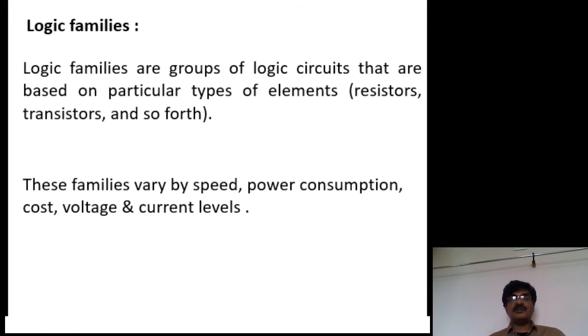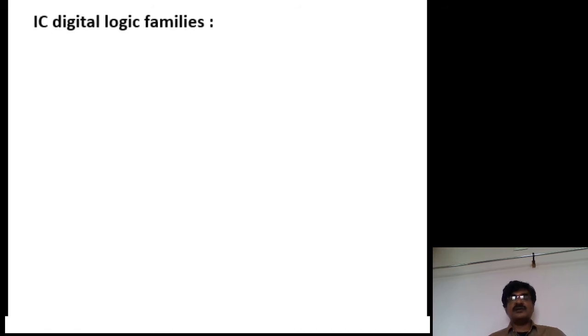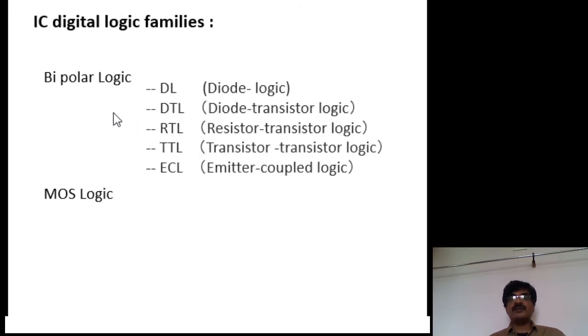Then coming to classification. Broadly, the logic families are of two categories: bipolar logic family and MOS logic family. Let us see the subclassification under bipolar. There are diode logic, diode transistor logic, resistor transistor logic, TTL, that is transistor transistor logic, and another one is ECL, that is emitter coupled logic.